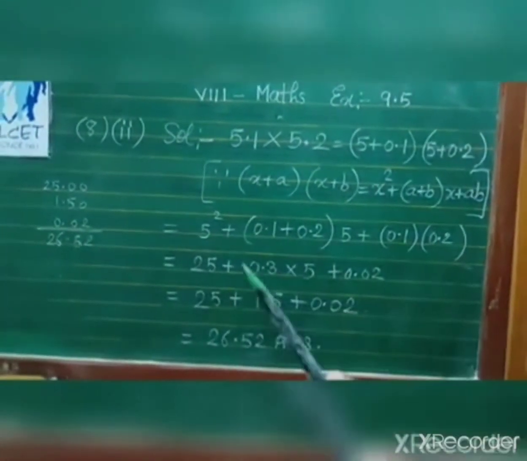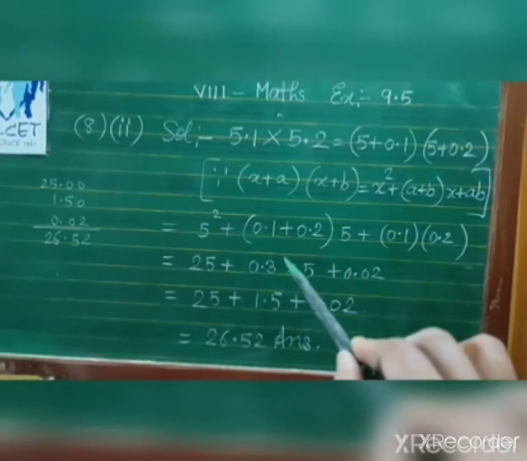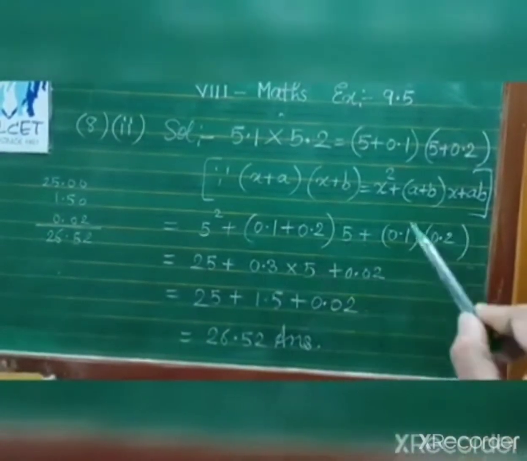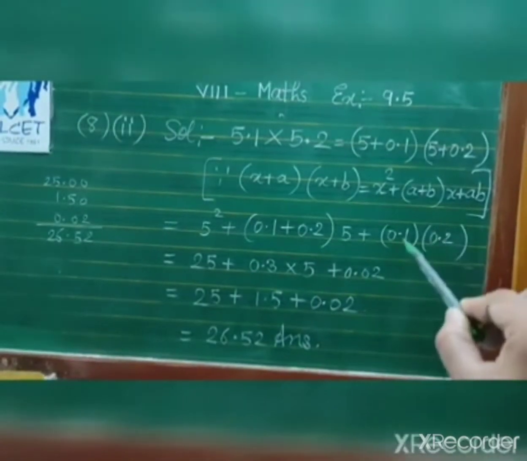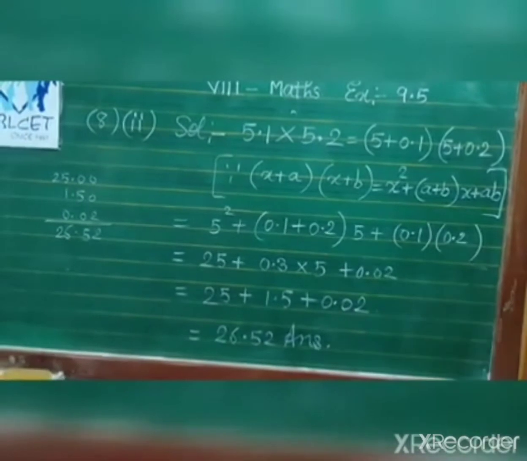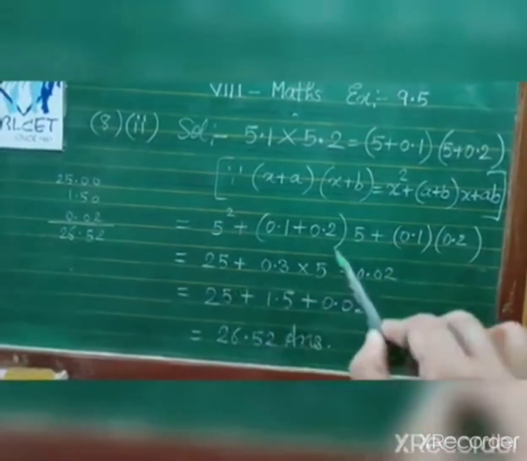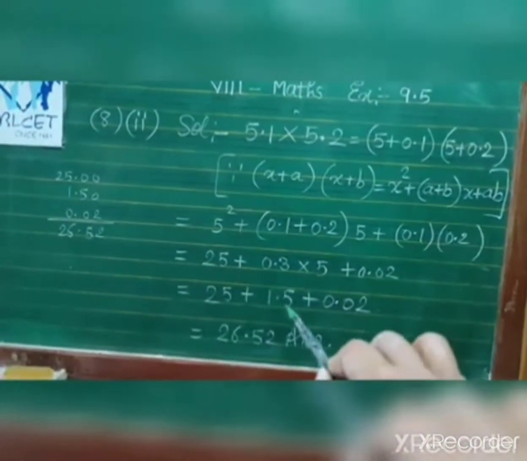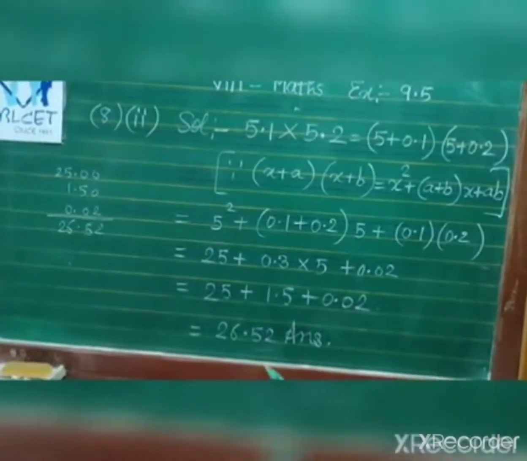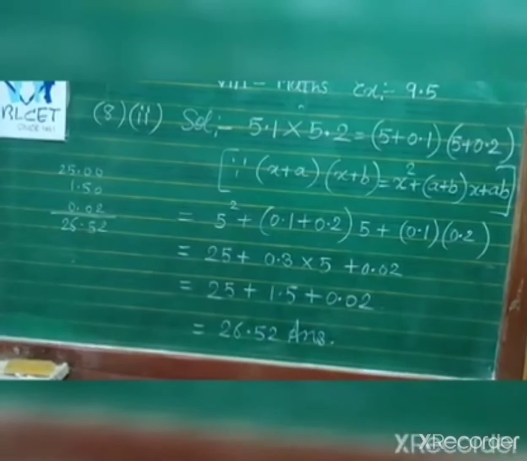5 fives are 25, plus 0.3 into 5. 3 fives are 15, before one digit we will put decimal, so 1.5. Plus 1 into 2 is 2, two digits total, so before two digits we will put decimal, 0.02. When you add these numbers you will get 26.52.